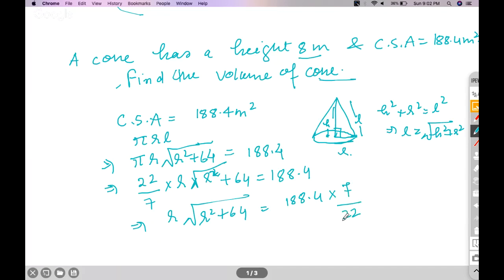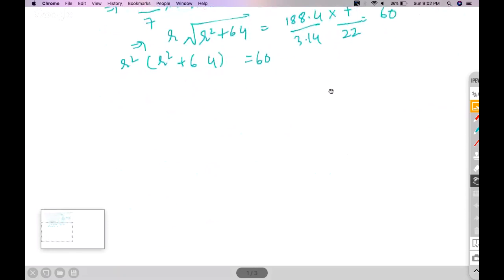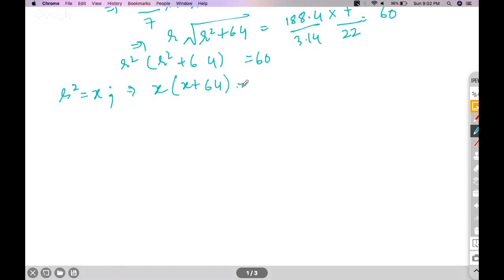So how much does it give me? Nearly, or if you multiply it with 3.14, this will give you 60. So r into under root r square plus 64 is 60. What I do now is I assume r square to be x. So in that fashion, I get x multiplied by x plus 64 is equal to 60.